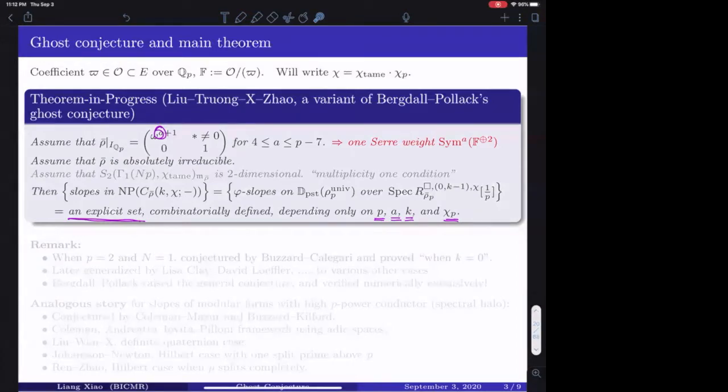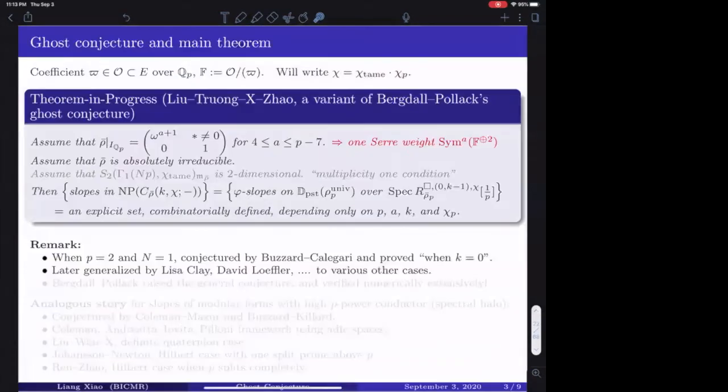Okay, so here are a couple of remarks on the history of this. When p equals 2 and n equals 1, I think this combinatorial recipe first appeared in a paper by Buzzard and Calegari, where in this particular case they made a conjecture of what the slopes should be. They also talk about the overconvergent ones, and they actually proved the case when k equals 0. What I mean is that they proved the slopes for overconvergent forms when k equals 0. I guess for their method they can probably improve it to some other weights by hand, but I don't know how to do it in general.